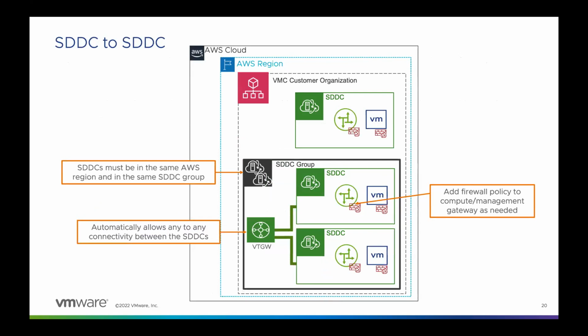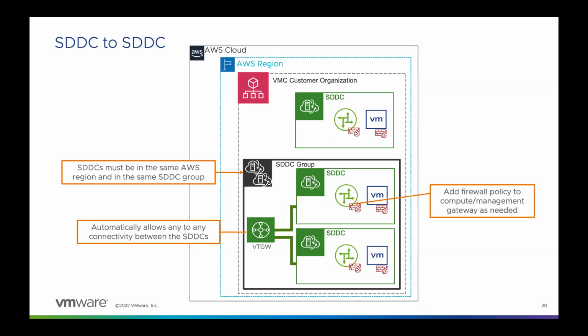So SDDC to SDDC, this is what I kind of just went over. You have that virtual transit gateway. It's pretty straightforward to enable, turn on, and provision within that VMC console. So this will allow any-to-any connectivity between the SDDCs. SDDCs must be in the same AWS region and in the same SDDC group. So when you're leveraging the virtual transit gateway, it does have to be in the same region.